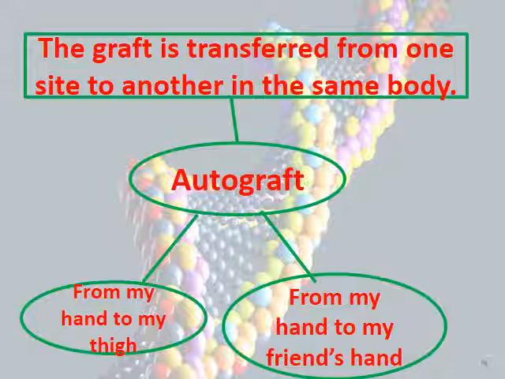So autograft is a graft that is transferred from one side to another in the same body. Example, from my hand to my thigh, from my thigh to my face, let's say, it's called autograft. While a non-example is from my hand to my friend's hand. So this is about autograft.